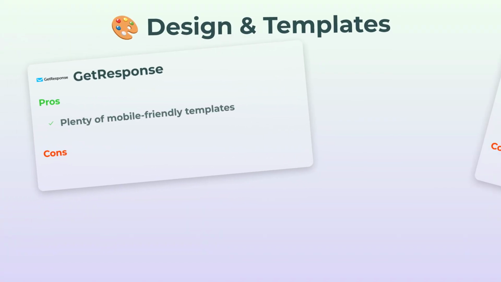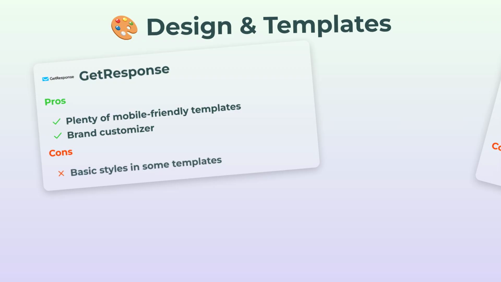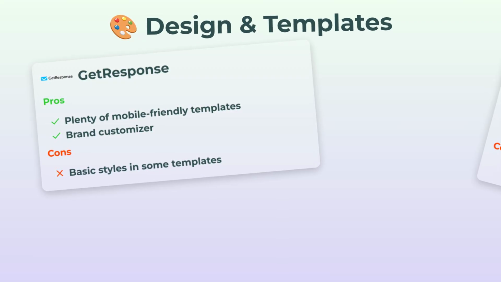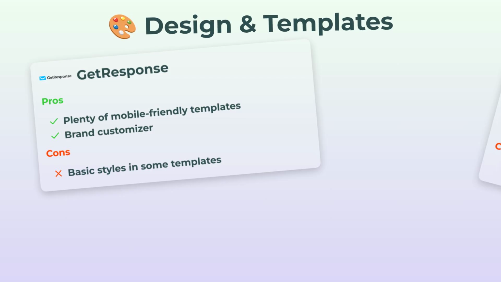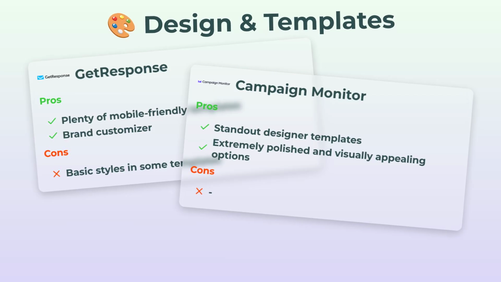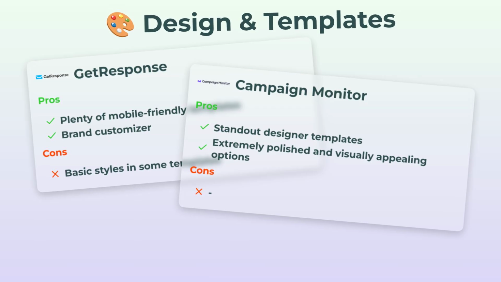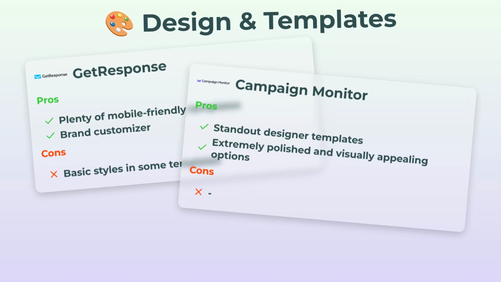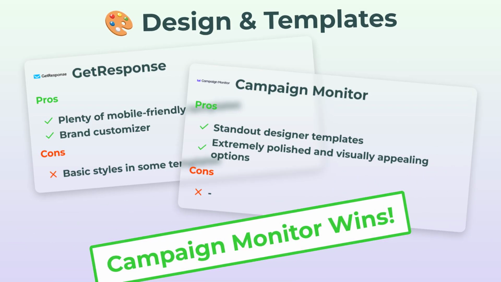Design and templates. This is where things get pretty interesting. GetResponse offers plenty of mobile-friendly templates. There's a brand customizer too, although some of the styles can feel a bit basic, honestly. Campaign Monitor though, this is kind of their claim to fame. The templates are next-level beautiful, like designer grade. Super polished, tons of options. If you care about visuals, this is where Campaign Monitor really shines. So, quite clearly, this round goes to Campaign Monitor.